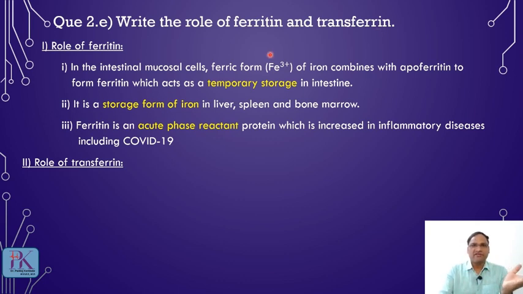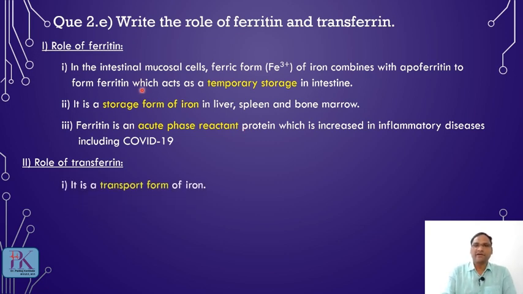But you have to mention temporary storage in the intestine during absorption. This iron is stored in the ferric form in the intestine with the help of ferritin, and for the long term, iron is stored in the liver, spleen, and bone marrow. You can also mention that during COVID-19 it is increased because it is an acute phase reactant protein. Okay, this is the role of ferritin.